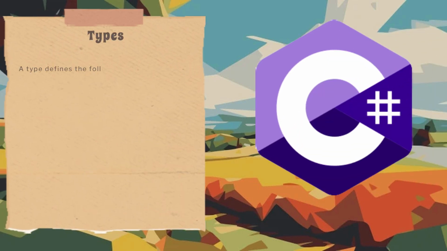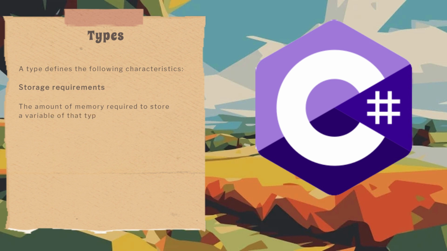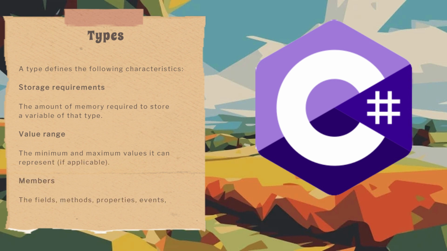A type defines the following characteristics. Storage requirements: the amount of memory required to store a variable of that type. Value range: the minimum and maximum values it can represent, if applicable. Members: the fields, methods, properties, events, and other members it contains.